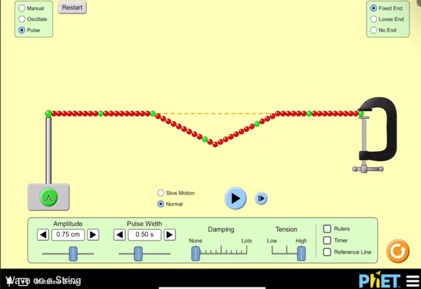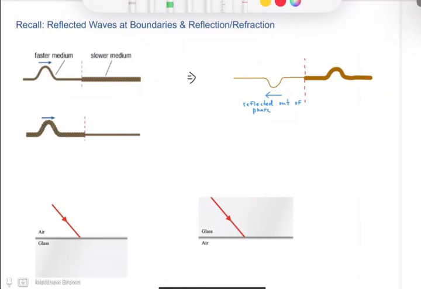And this is an extreme example of what we were looking at. If you go back to what we actually had here, if you have a fixed end, just imagine that right here this is completely fixed. It can't move up or down at all. Then it gets reflected out of phase. So a crest gets reflected as a trough. And what we're looking at when it's a slower medium is just sort of an in-between.